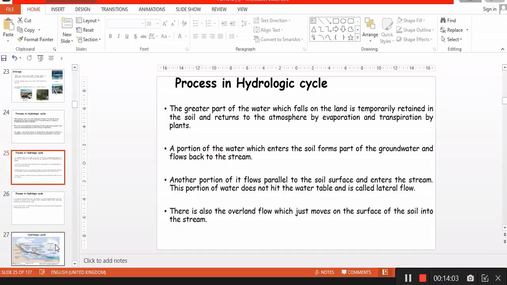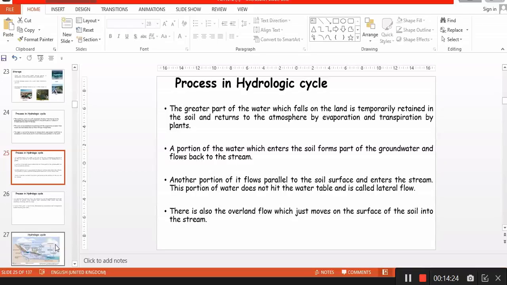It flows parallel to the soil surface and enters the stream. So we have studied subsurface flow, we have studied seepage, we have studied percolation, we have studied depercolation. Everyone knows that, right? This portion of water does not hit the water table and is called lateral flow. We have already discussed, right?